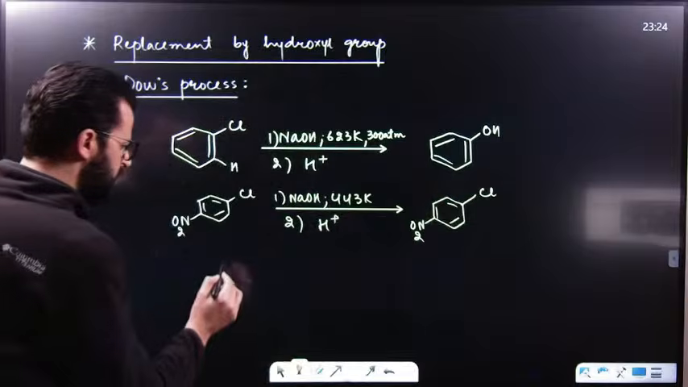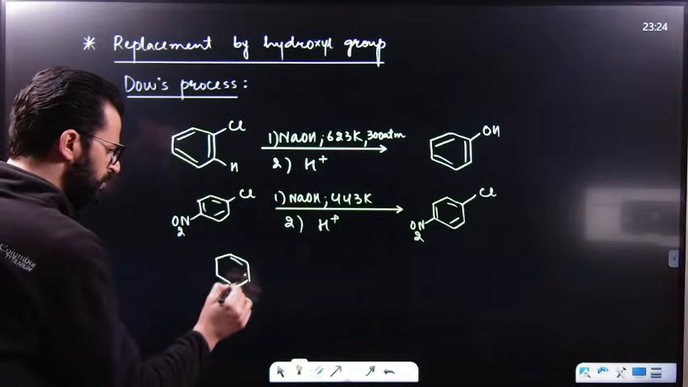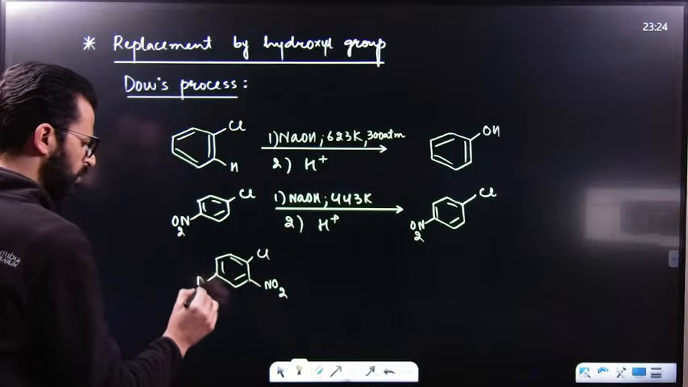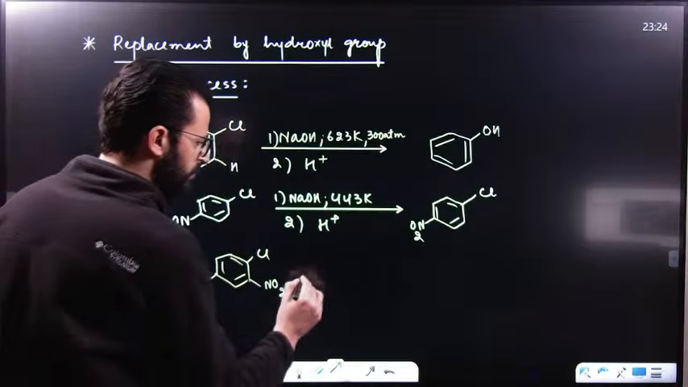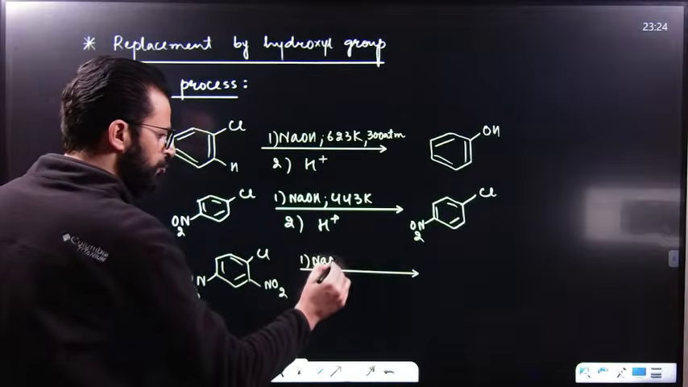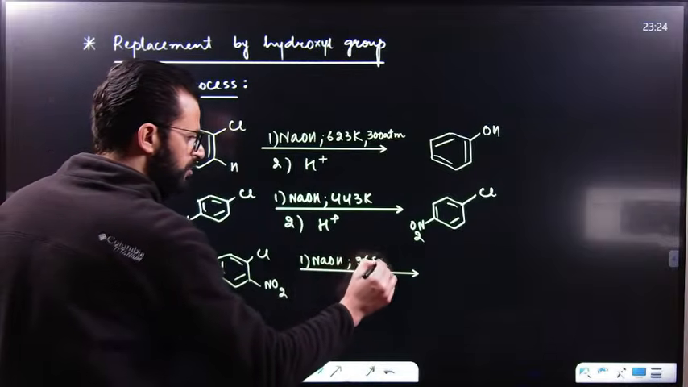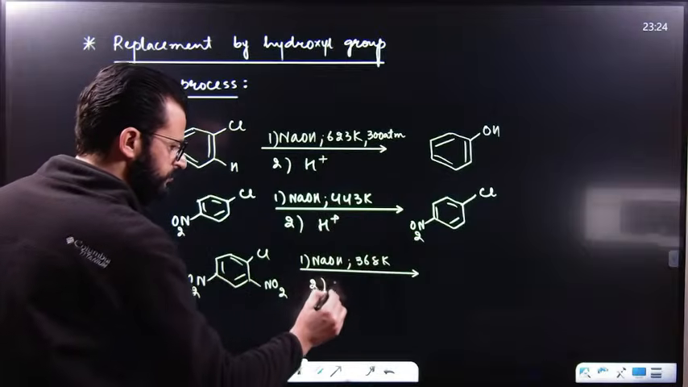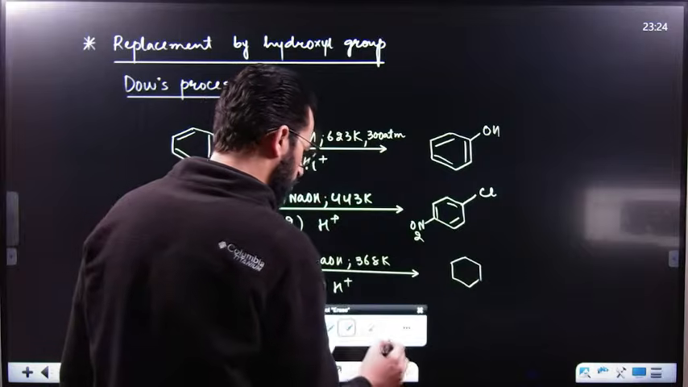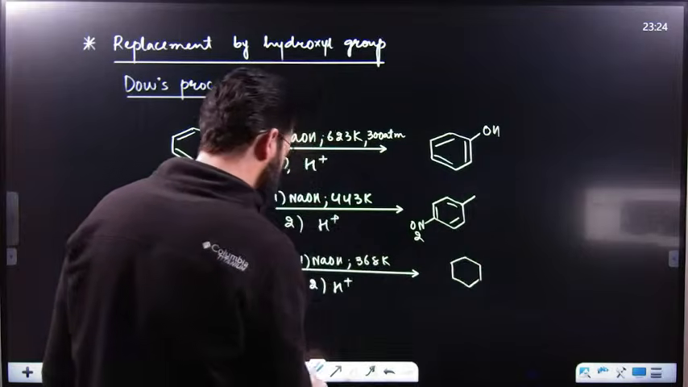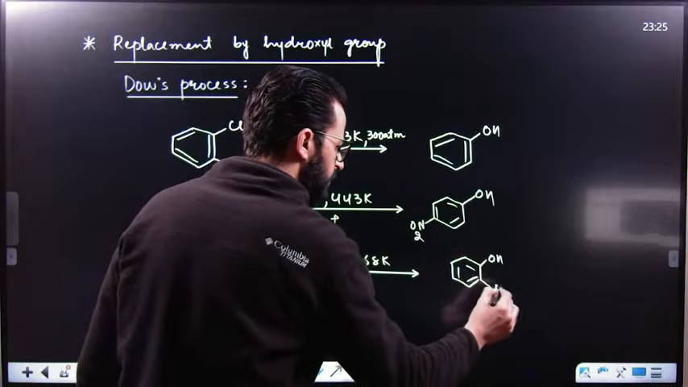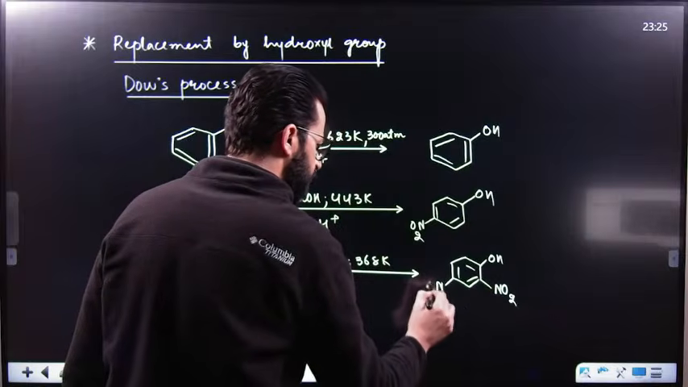Similarly, if we add electron withdrawing groups at ortho and para positions with respect to the leaving group, then what will happen? The reaction rate will be more. That's why we can do the same reaction at a lower temperature than this one as well. So the product will be: Cl will be lost, and instead of Cl, OH will be there, and this will become NO2 and NO2.